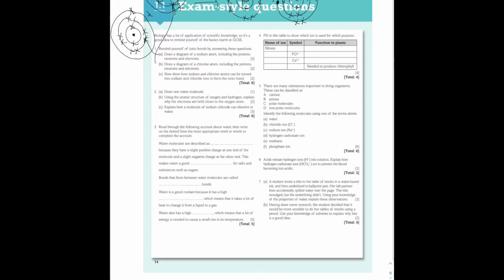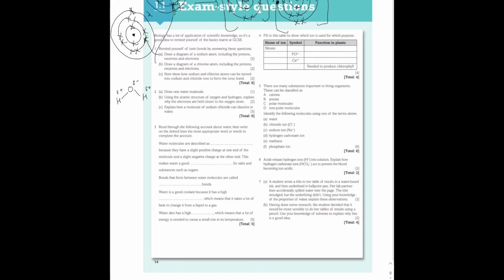Draw it in here, and we need to show the charges. So it's lost one, so it has a positive charge, and it has gained one, so it gains an extra negative charge. Alright. 2. Draw one water molecule. Okay. We could do charges as well because that is the correct way.